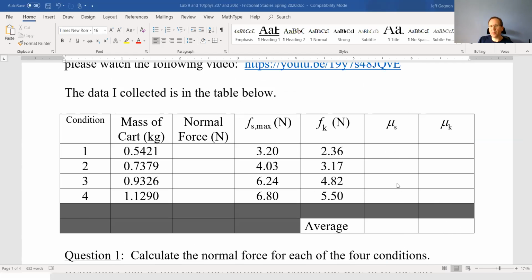Okay, so once you have the 4 values, just average them. Now, in theory, the values should be exactly the same, because remember, these are just constants that depend on those 2 surfaces that are sliding over one another. So in theory, these should be the same, but it's an experiment. They're not going to be exact. So you want to average them, and we're going to call that our representative mu s value, and then average the mu k, so we're going to call that our representative mu k value. And you should find that mu s is larger than mu k.